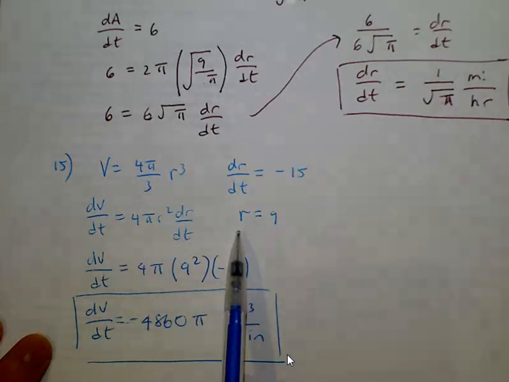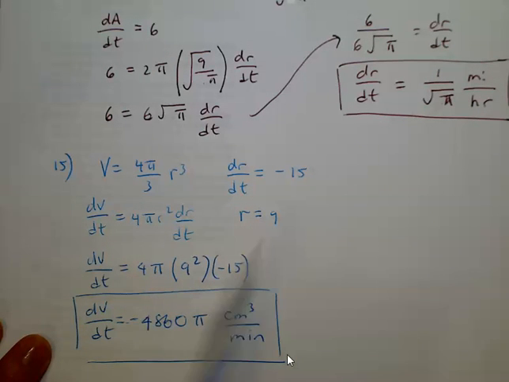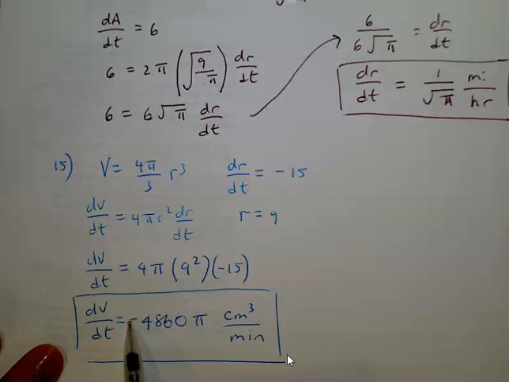And then the radius is going to equal 9. So then dV/dt is equal to 4 pi times 9 squared times negative 15. And then simplifying all of that, dV/dt comes out to negative 4,860 pi cubic centimeters per minute.